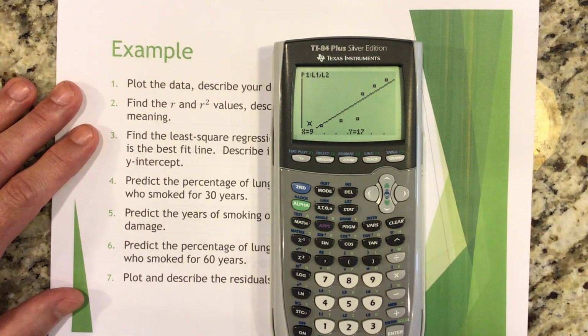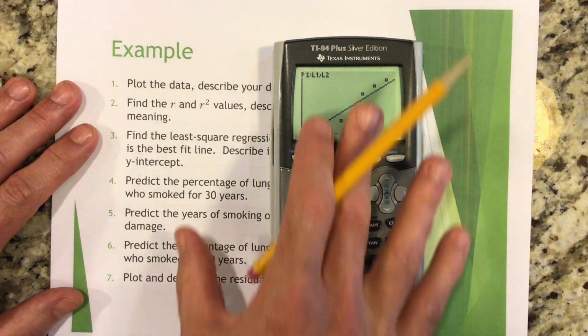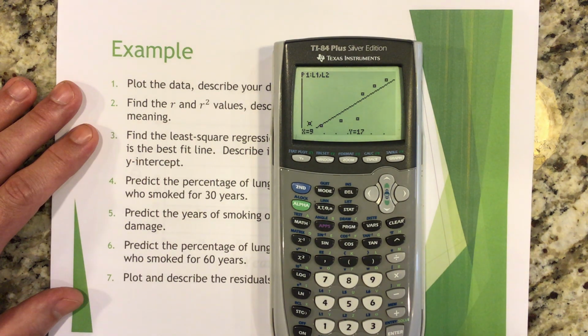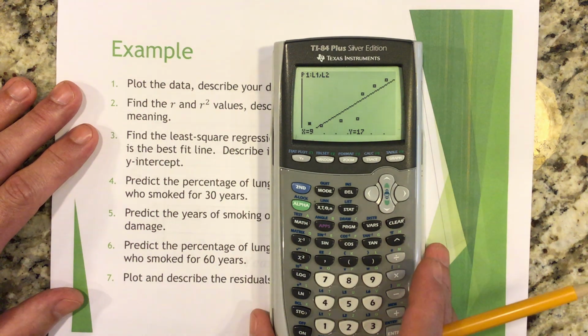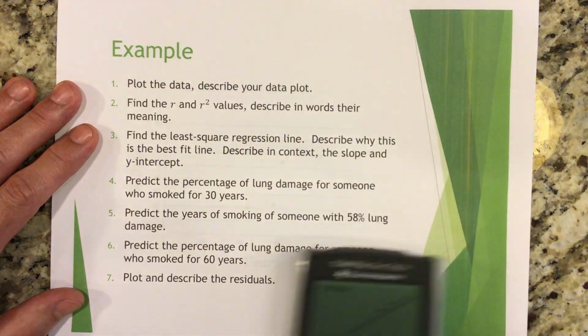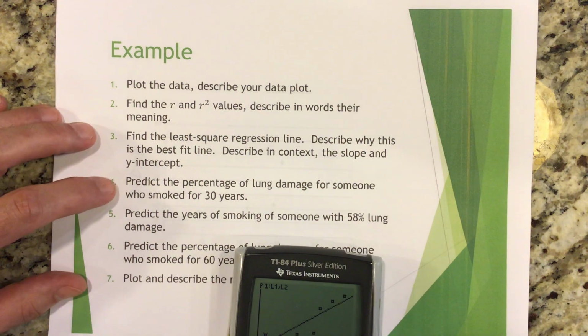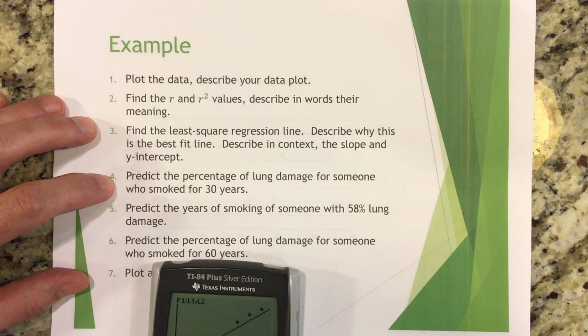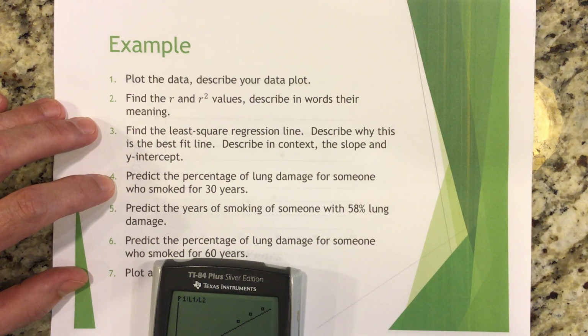So if I cared more about people who didn't smoke and the condition of their lungs, then I need to get data on people who didn't smoke. And if I did that, I'd get a completely different line and it wouldn't be so nonsensical. Okay, so that's an important point. Extrapolation. All right, let's do some predictions. So number 4, we want to predict the percentage of lung damage for someone who smoked for 30 years.